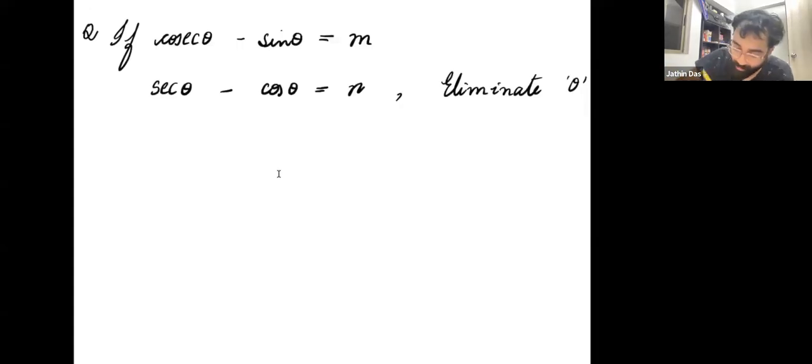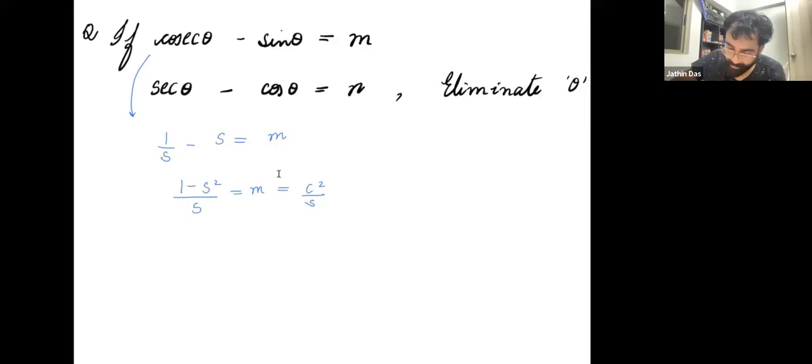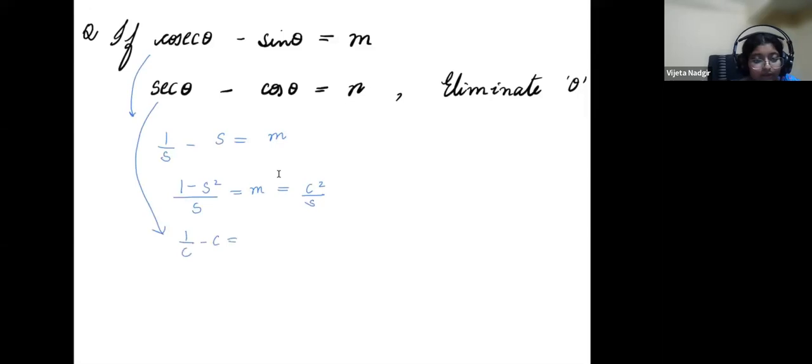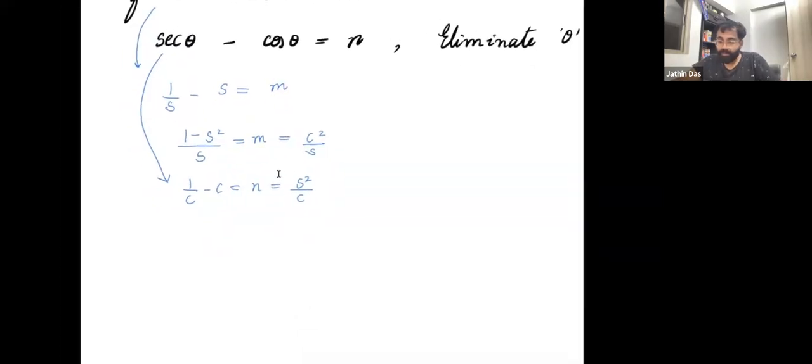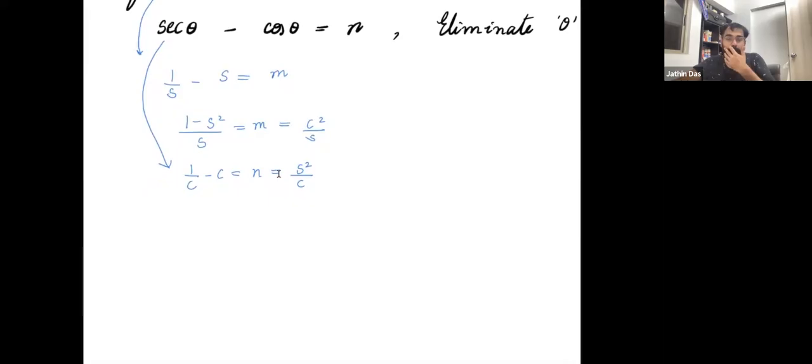Okay. I'll tell you what I did. (1 minus sine) by sine is equal to m. So (1 minus sine square) by sine is equal to m, so cos square by sine. Similarly, here you will get 1 by cos minus cos, which is sin square by sin, so it will be sine square by cos. Now I have to eliminate sine and cos somehow.